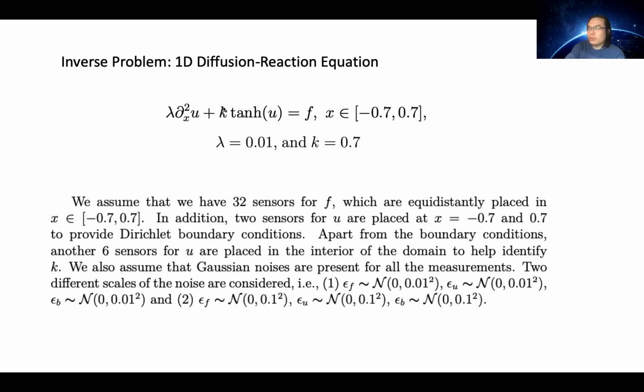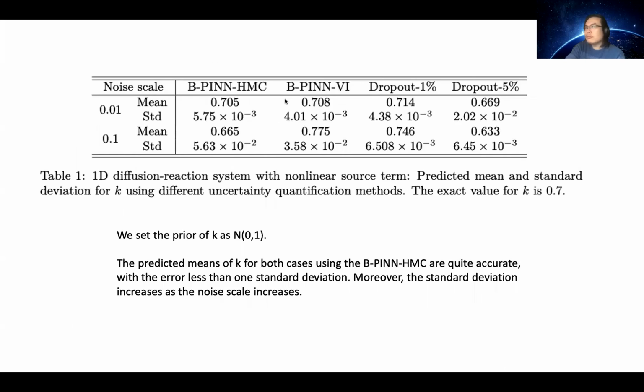And we set the prior for K as just standard Gaussian. And here are the results for the predicted K. The ground truth or exact value of K is 0.7, and we can see that the BPINN with HMC still works very well. I mean, still the same observation. First, the mean is pretty close to the ground truth, and the error is bounded by 2 standard deviations. And as we increase the noise scale, the uncertainty or standard deviation also increases. So pretty reasonable.